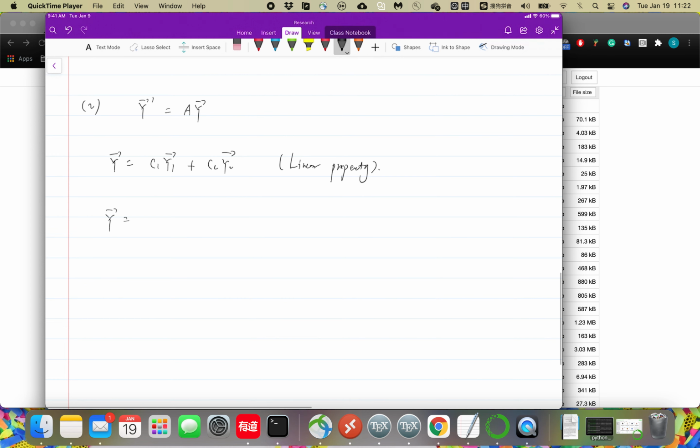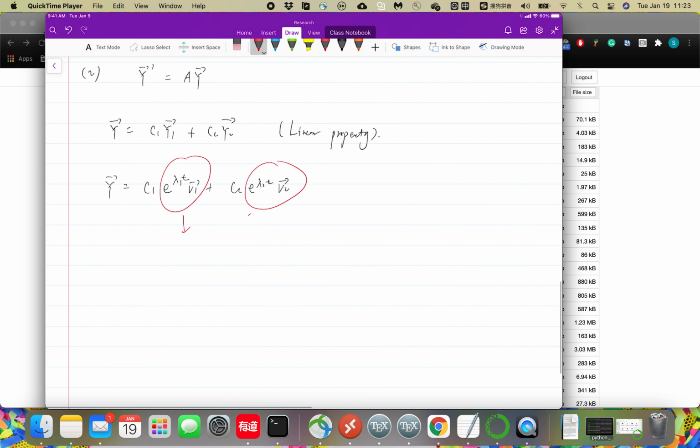Now after that, what did we do? We said this one is going to be c1 e^(lambda 1 t) v1 plus c2 e^(lambda 2 t) v2. And we claimed these two are linearly independent and they are both solutions, and they are both straight line solutions. Now you can see this time it's going to fail, because this only works for two real distinct eigenvalues in order to get two straight line solutions. So this step still works, but this time it fails for complex.